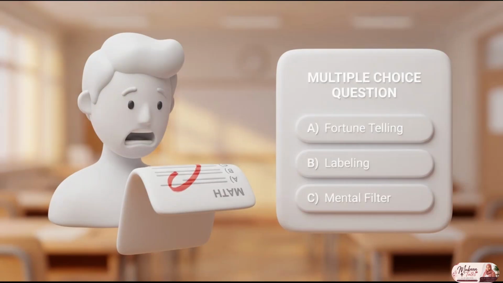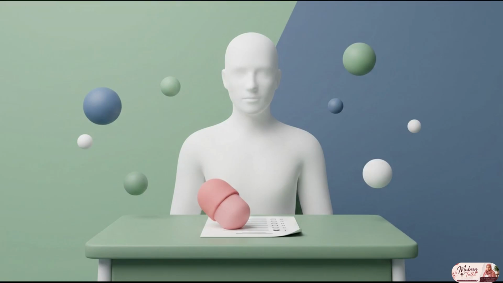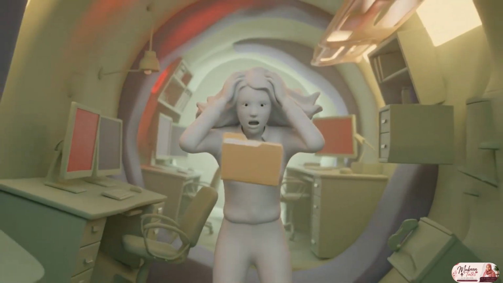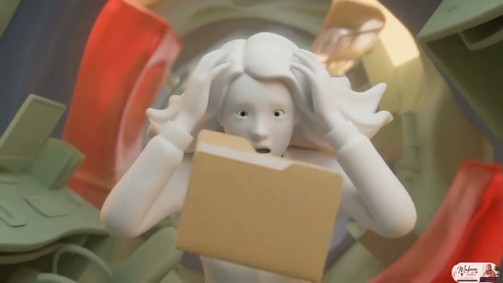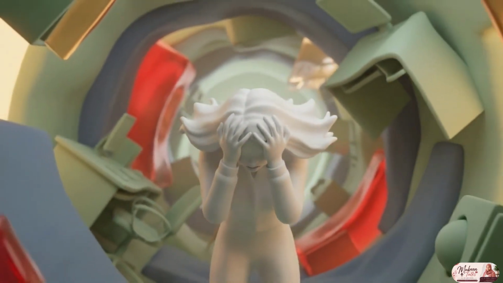Let's test this out. A student makes a minor math mistake and immediately thinks, "I am a complete idiot." Which distortion is this? The correct answer is B, labeling. Taking a specific mistake and attaching a harsh, global label to your entire identity. A balanced response here means acknowledging the careless error, knowing it doesn't define your overall intelligence. Left unchecked, these specific distortions lead to academic and professional burnout. They convince the brain that minor setbacks are actually career-defining disasters.